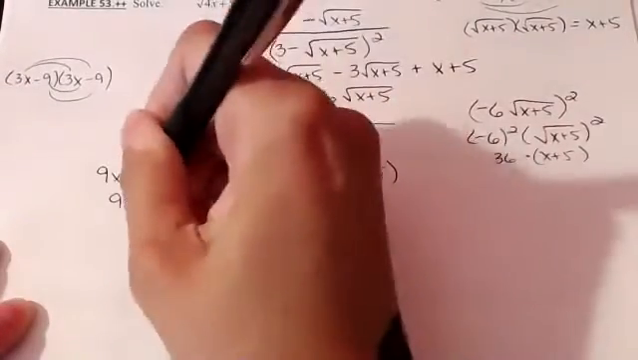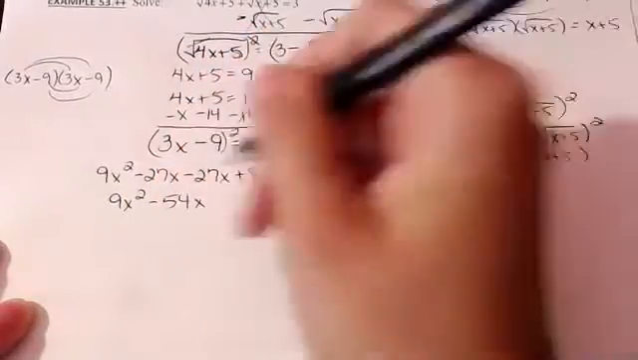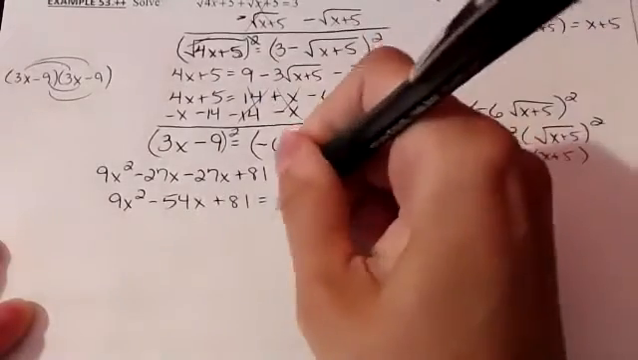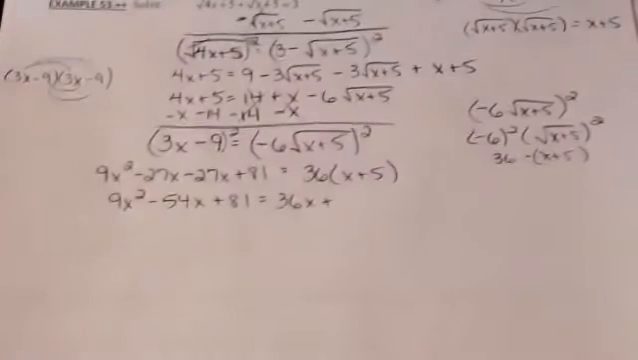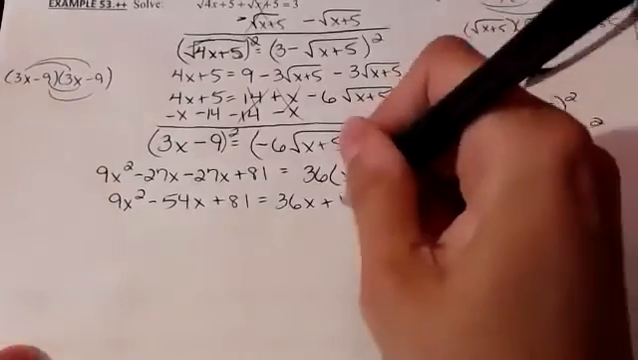Let's clean up a little bit. 9x squared. This is going to give us negative 54x. Then we have plus 81. And of course, that's equal to, let's distribute 36x plus, did anyone type that in yet? What'd you get when you typed that in? 180. Cool. So we get 180. Very, very nice. Give me 1 second. I'm going to check something here. Cool. So we get plus 180.